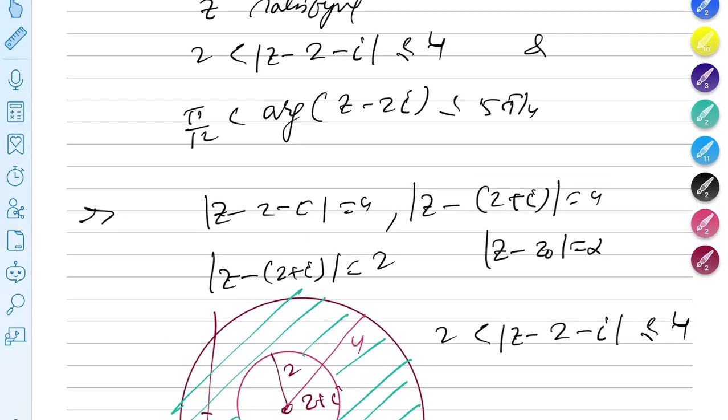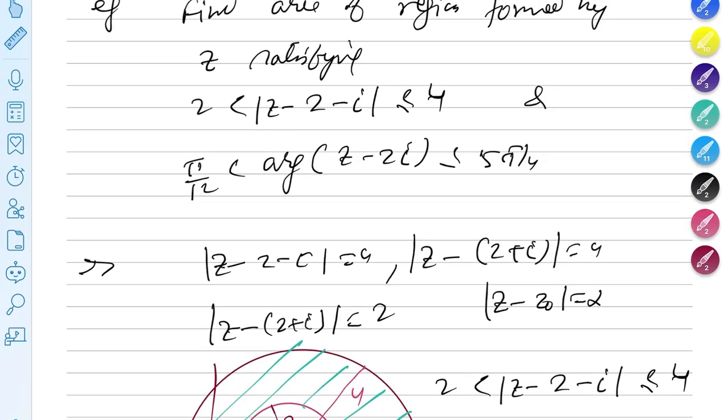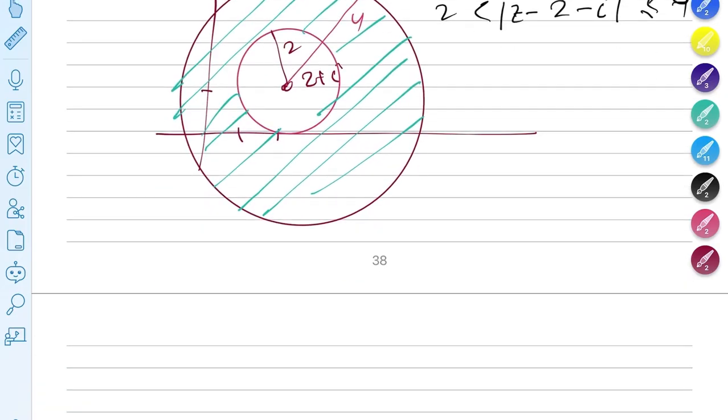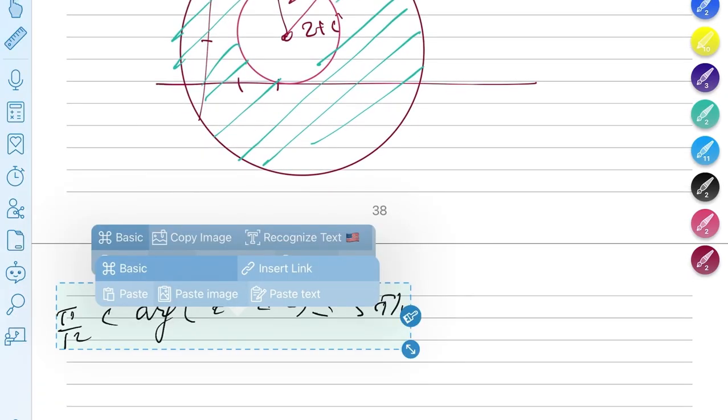But they also have a restriction that the argument of z minus 2i should be between pi by 12 and 5 pi by 12. So where is 2i? That is 2i. Let's make it otherwise confusing. Let the question be z minus 2 minus i. Okay, then it will be easy. So what does this region represent?